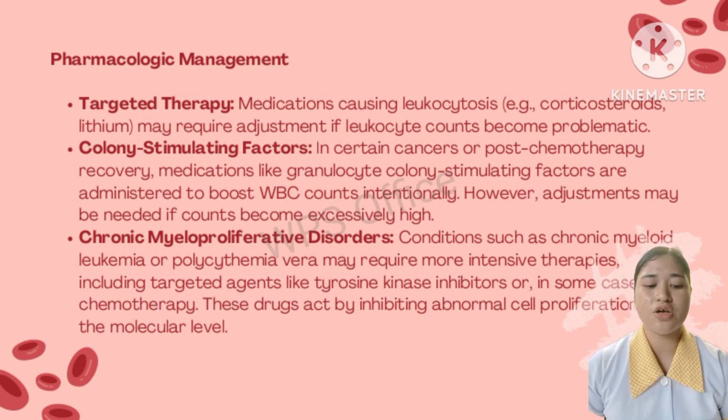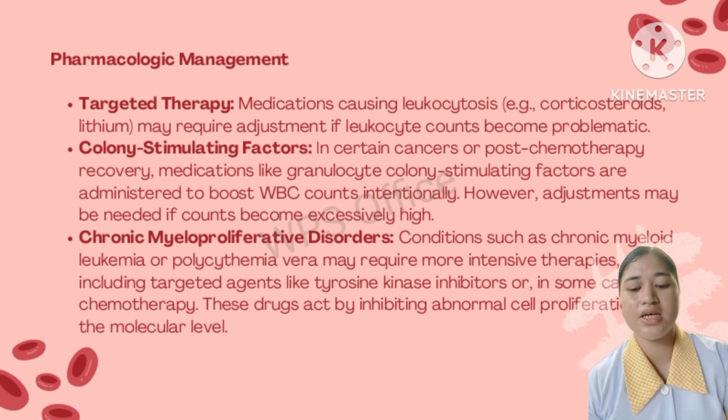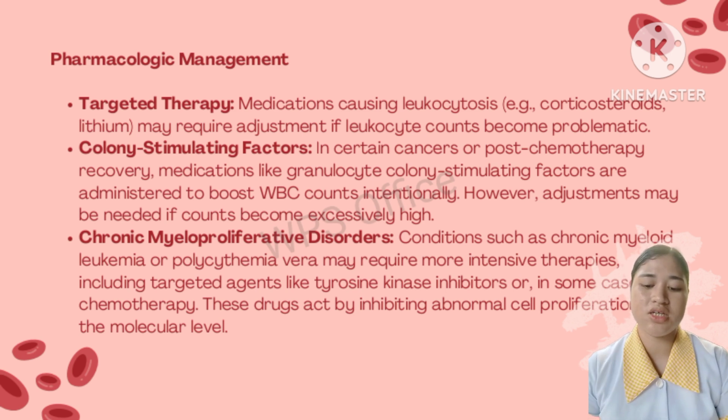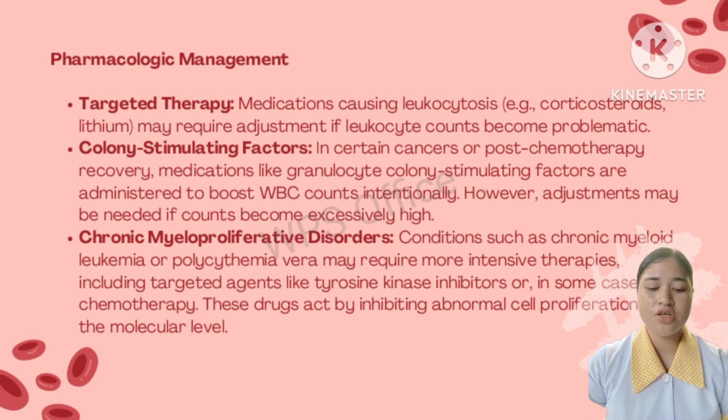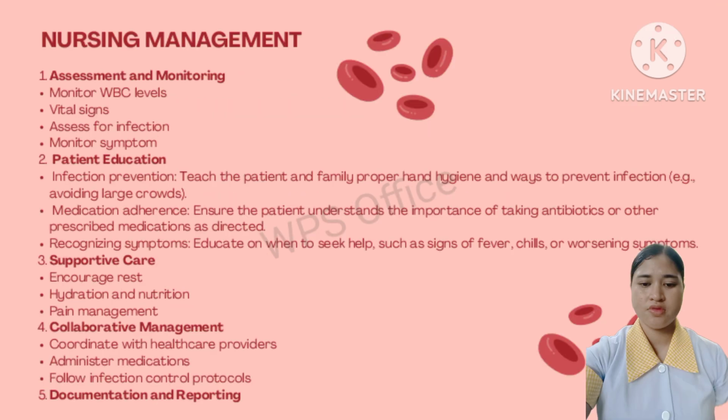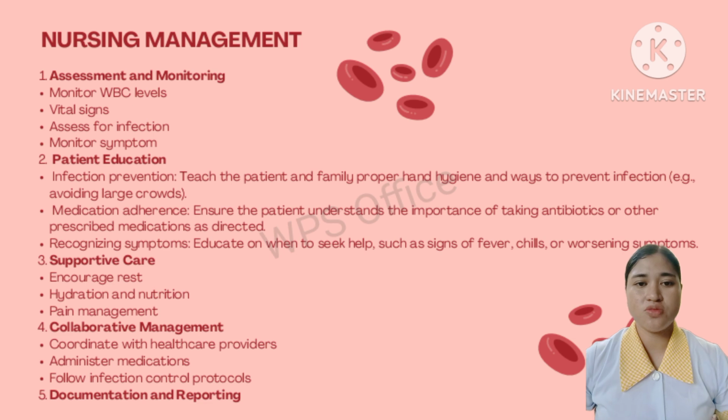For suspected leukemias or hematologic malignancies, bone marrow analysis and cytogenetic testing can determine the WBC origin. With treatments tailored to the cancer type, these cases may also require adjunct therapies such as transfusions or specific medications like hydroxyurea to reduce WBC counts in acute settings. So let's move on to the nursing management.